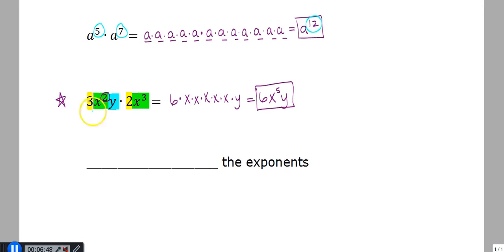Look down here. 2 times 3 gives me the 6. 2 plus 3 gave me this 5. And this is y, so we have y there. Notice that each time that we multiplied like bases, we added the exponents. So when you multiply like bases, you add the exponents. This concludes your notes over the multiplying properties of exponents.